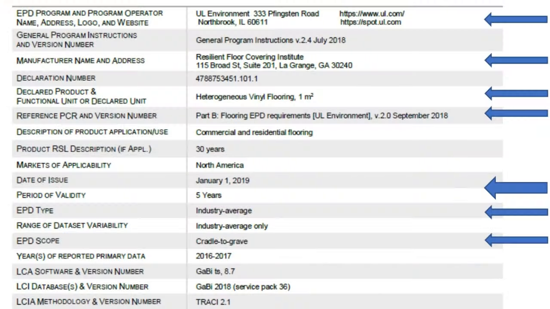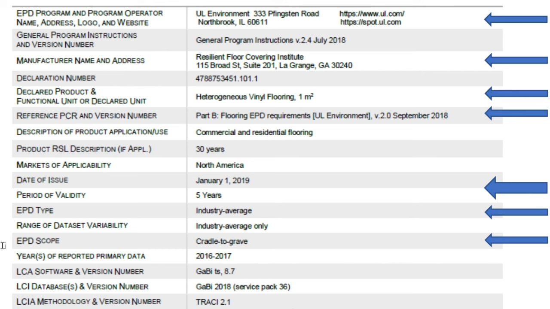We will start seeing EPDs update more frequently than the typical 5 years, I'm thinking, because people are actually purchasing and procuring and specifying products because they have lower impacts. As our grid gets better and our supply chain gets better, the data comes down, the impact comes down. So people aren't waiting all of 5 years anymore because the data is older and their impacts show higher. But this one would still be valid today if you looked it up, because it was issued January 1st, 2019, and it's good for 5 years.